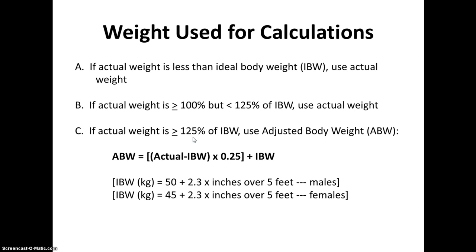So we use an adjusted body weight, ABW. And here's the formula for adjusted body weight. The actual minus the ideal, take that difference and multiply it by 0.25, then you add that amount back to their ideal body weight. So you'll end up with something in between their ideal body weight and their actual body weight, depending on how much of it is fat tissue. And here's the equation for ideal body weight for males and females, in case you don't remember it.